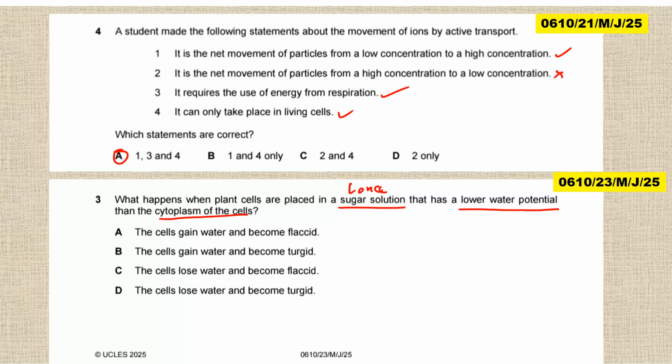Option: the cell gains water and becomes flaccid. No, flaccid is when it loses water. The cell gains water and becomes turgid. No, it cannot gain water because outside there's less water. The cell loses water and becomes flaccid. Yes. So the answer here is C.